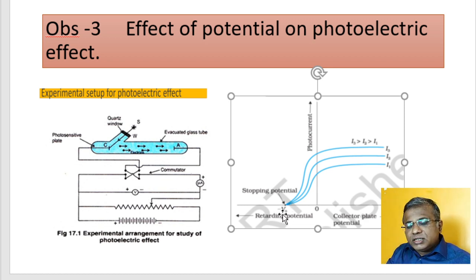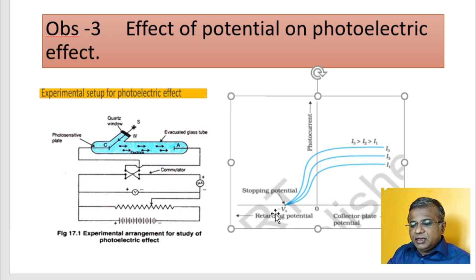So what is this potential? We have a very important term here: stopping potential. In examinations, they ask this question: define stopping potential. It is the minimum negative potential on the collector plate. After that, whatever the negative potential, the photocurrent is going to be zero. So as you can see over here, this is the minimum negative potential at which the photocurrent completely becomes zero.